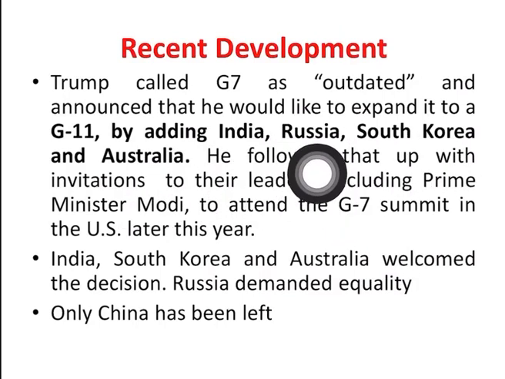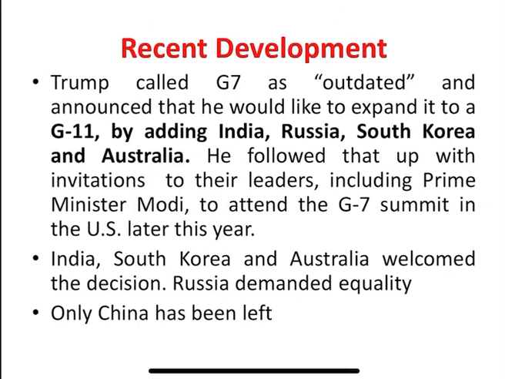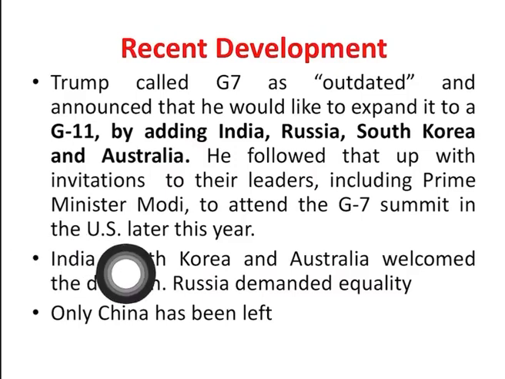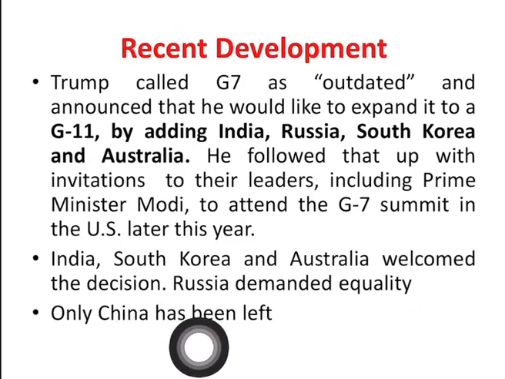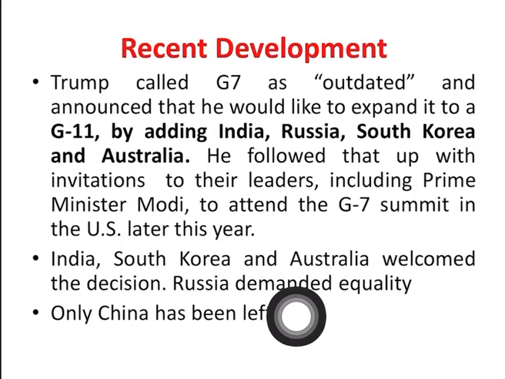Now, India, South Korea and Australia have accepted the invitation by Donald Trump, but Russia has said that Russia will accept the invitation only when Russia is treated on par with other countries, that is, Russia is demanding equality. Now, Donald Trump has invited all the other leaders, but Donald Trump has purposefully left out China, so that is going to have some kind of global ramification.